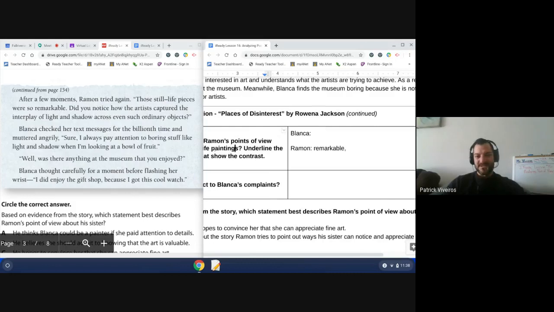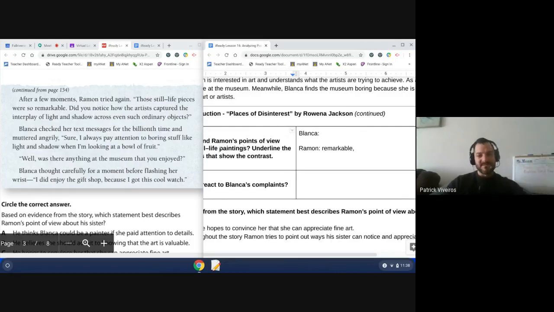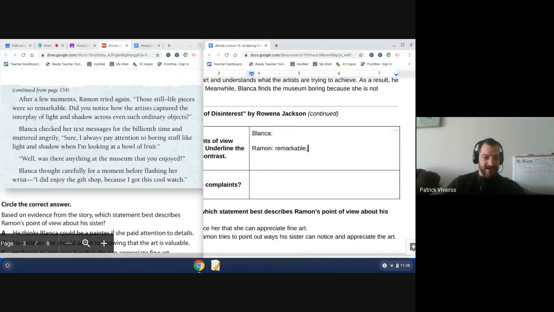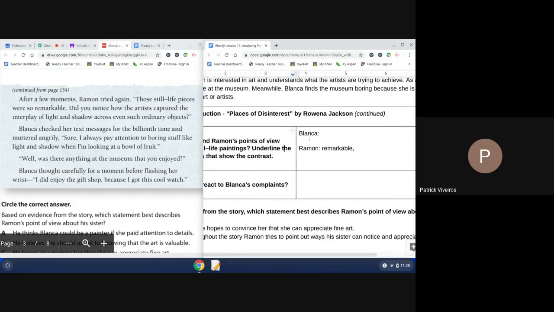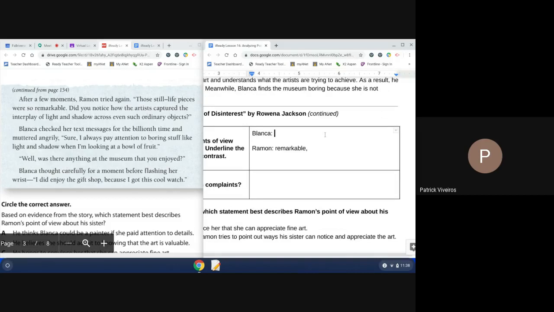And again, that information is not important, because we're looking at words that show their points of view about the still life paintings, and nothing there really tells me anything. So I'm going to jump over to Blanca, because this whole paragraph's about her, and it says that Blanca checked her text messages for the billionth time and muttered angrily, "Sure, I always pay attention to boring stuff like light and shadow when I'm looking at a bowl of fruit." Well, let's keep in mind that she's looking at her phone, first of all. She checked her text messages while Ramon was talking to her. In addition to that, she refers to it as being boring stuff and being just simply a bowl of fruit.